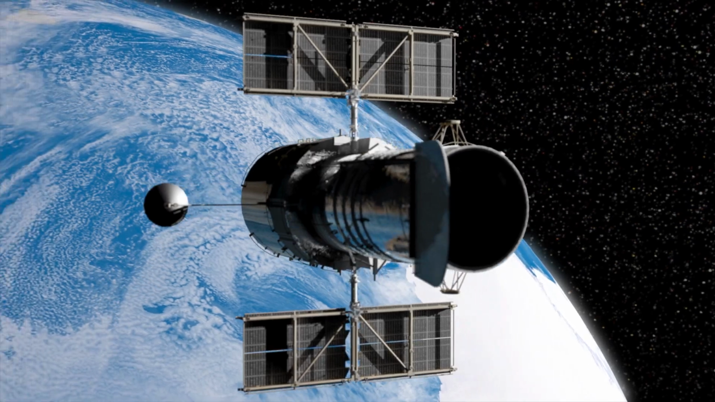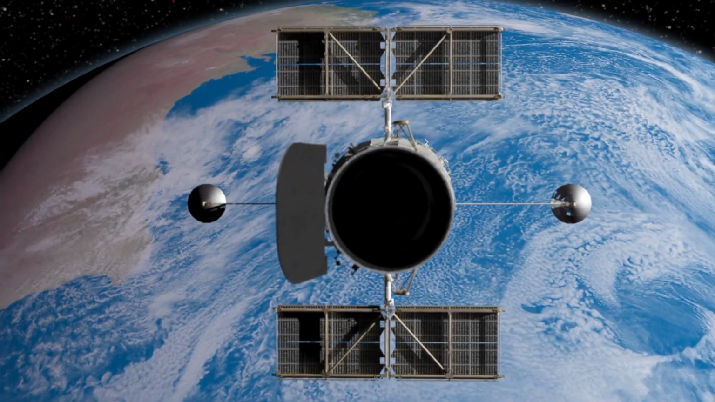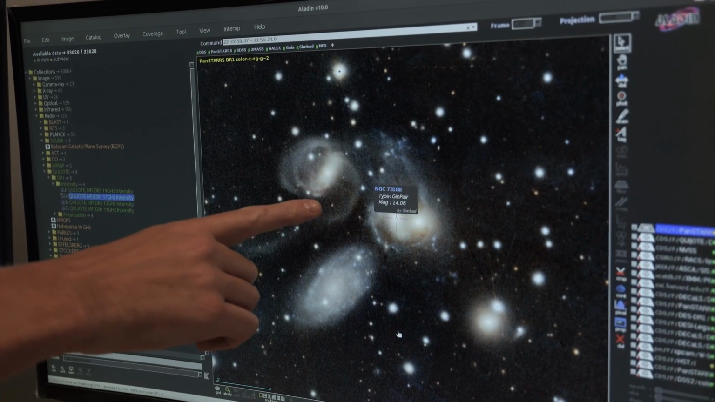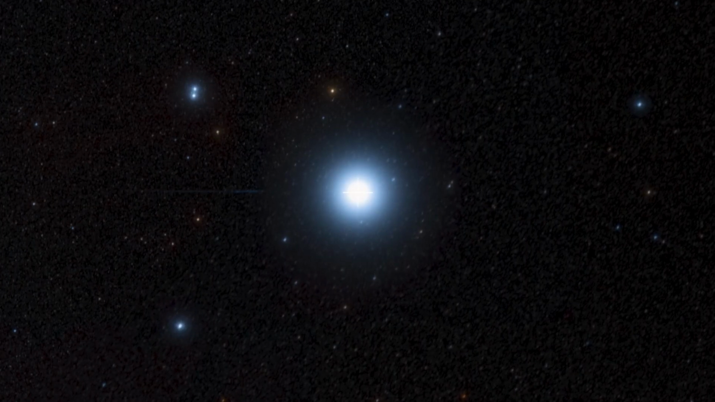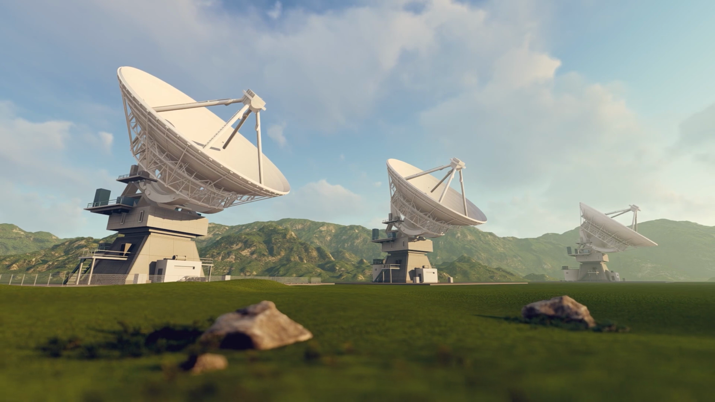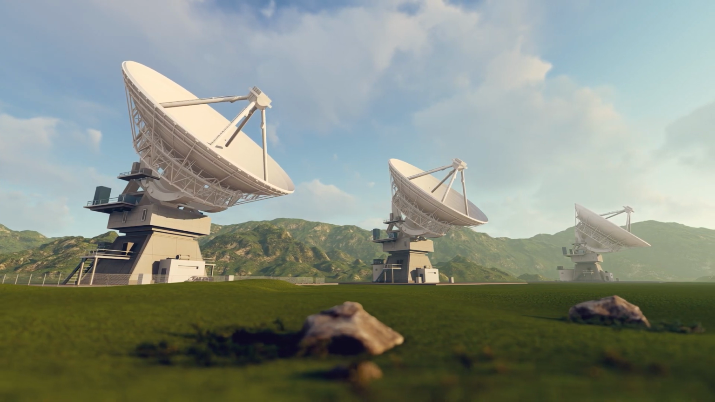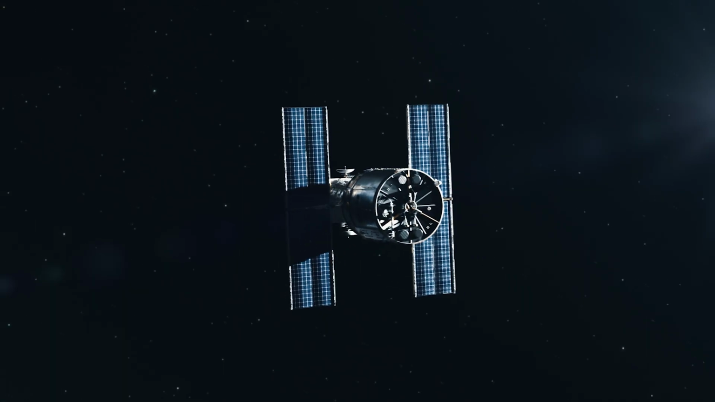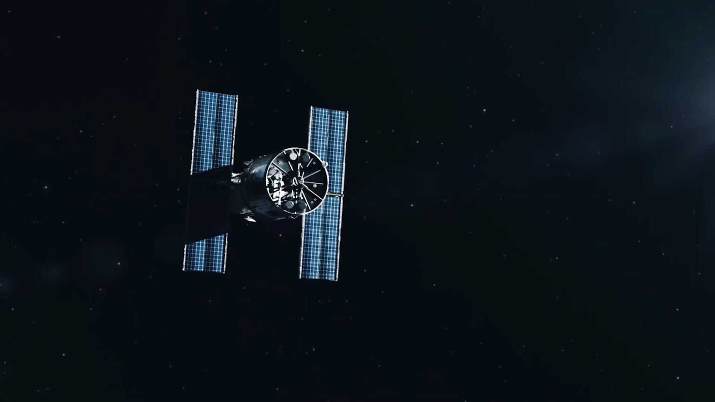Telescopes allow us to see things that our ordinary eyes cannot. They help us explore the grandeur of distant galaxies, the birth of stars, and even the mysterious world of black holes. However, they do not all work the same way. There are different types of telescopes, each with its own capabilities.